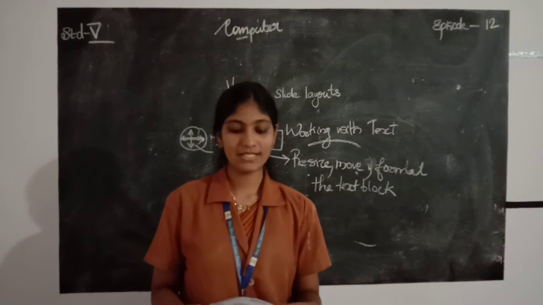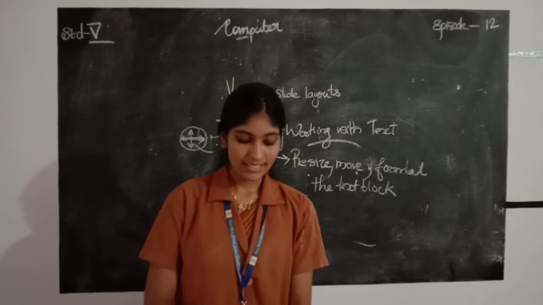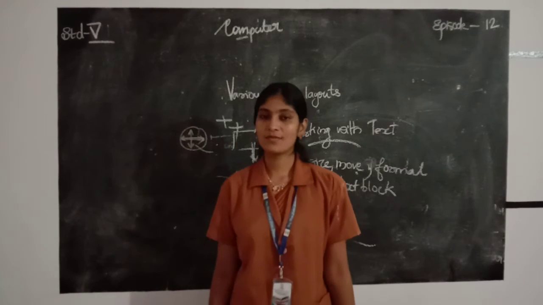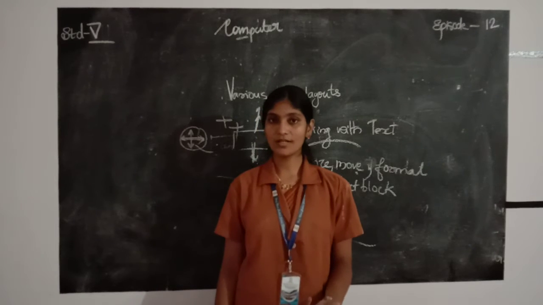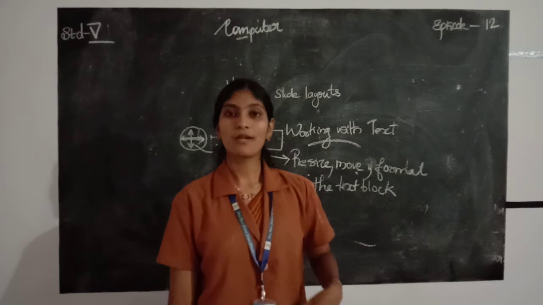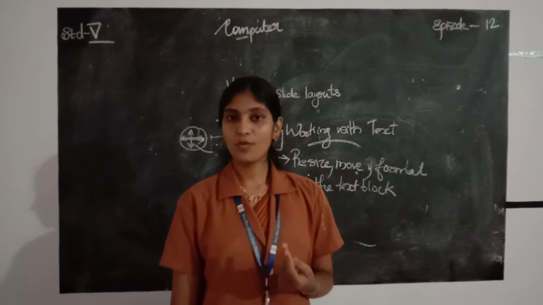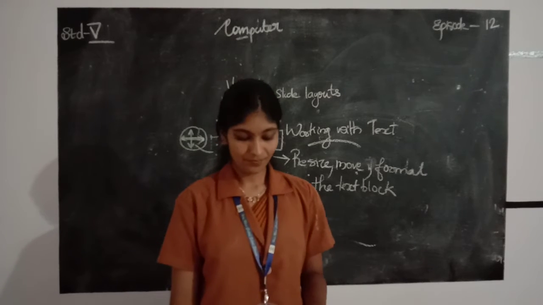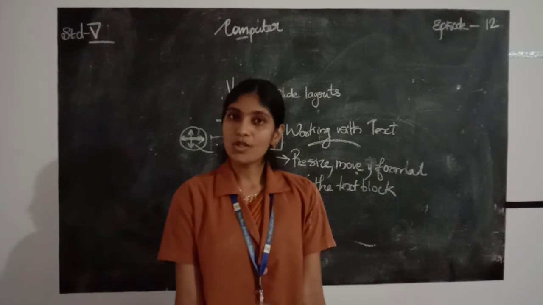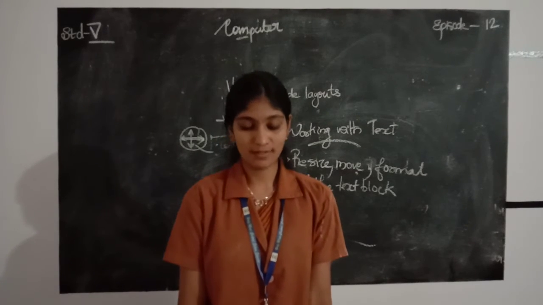Then next is changing font properties of the text. Changing font properties of the text means formatting. Formatting means what? To make a word or text look beautiful and more attractive. That means we can change the font type, font size, font color, etc. Right? So first, to change the font properties of the text.